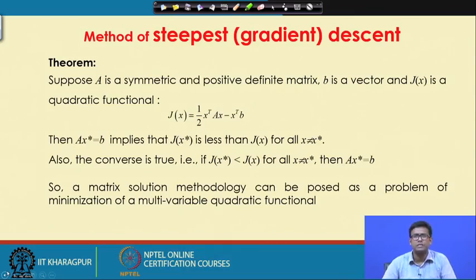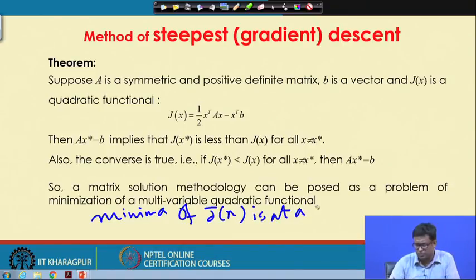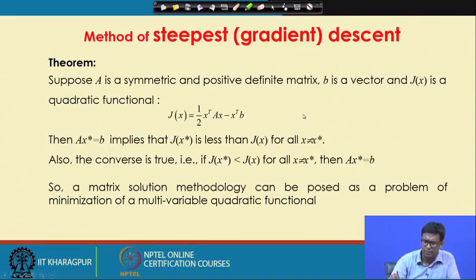So, now we have the theorem that for J(x) = half of x transpose A x minus x transpose b, the minima of J(x) is at a point where Ax = b. So, if we can find out the location where J(x) is minima, that will point to a vector for which Ax = b. So, we will look into the proof of the theorem.